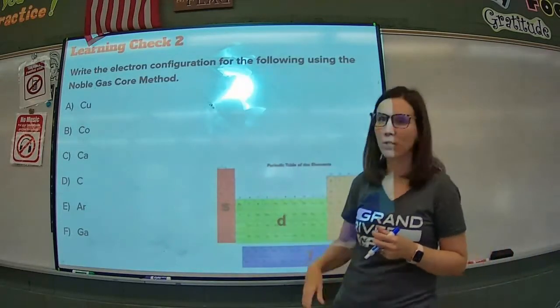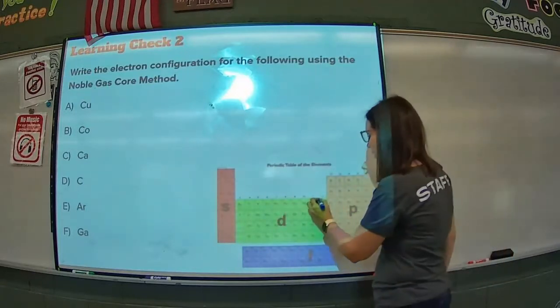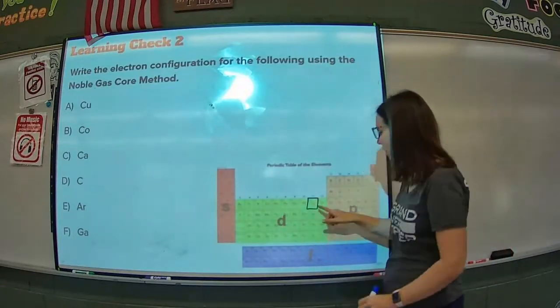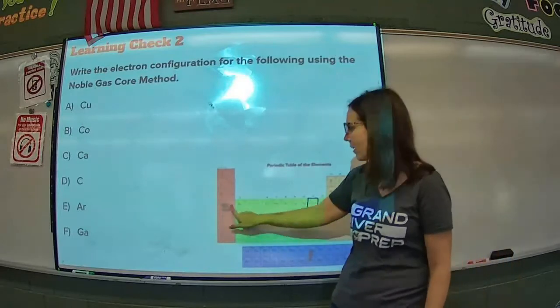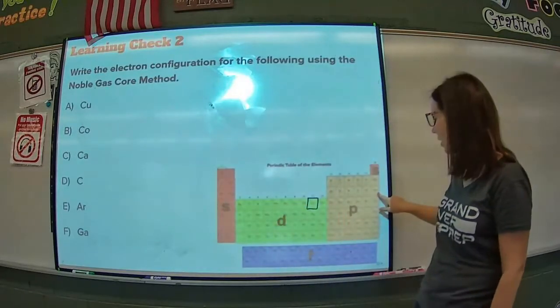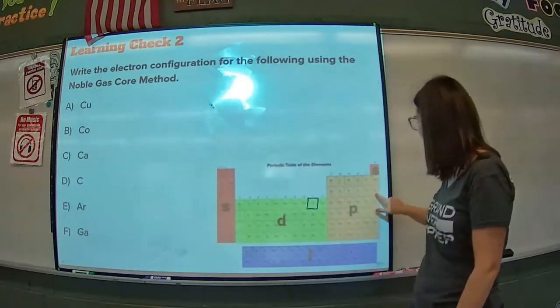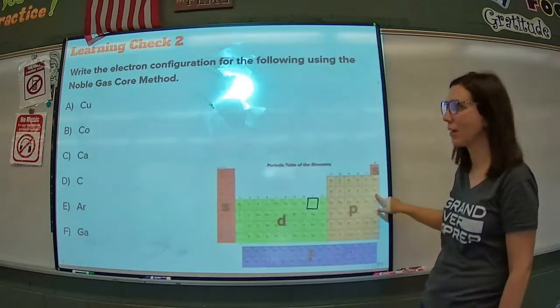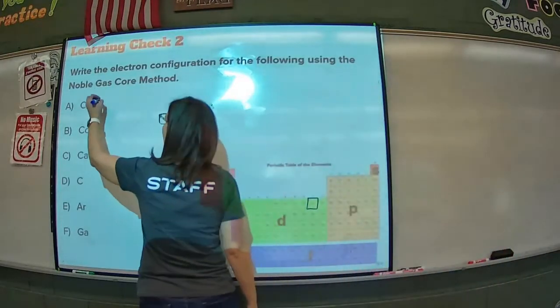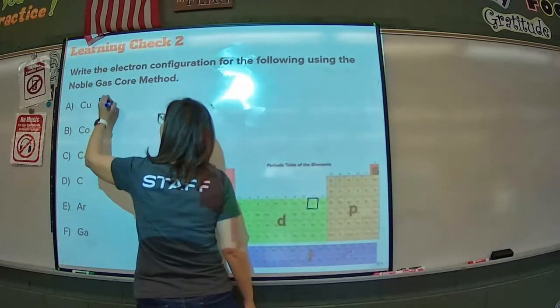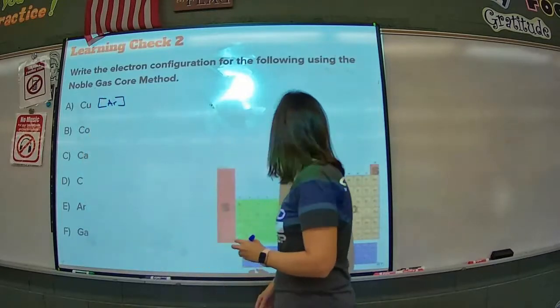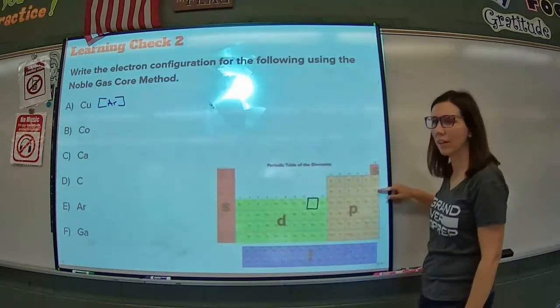So I'm going to find copper. That's my first one, Cu is copper. Copper is right here. So what I do is I follow my element back to where the closest noble gas is on that periodic table. Here is copper, I follow it back, and the closest noble gas is argon. So I'm going to write square brackets, Ar for argon, and then I'm going to pick up the electron configuration where argon left off.